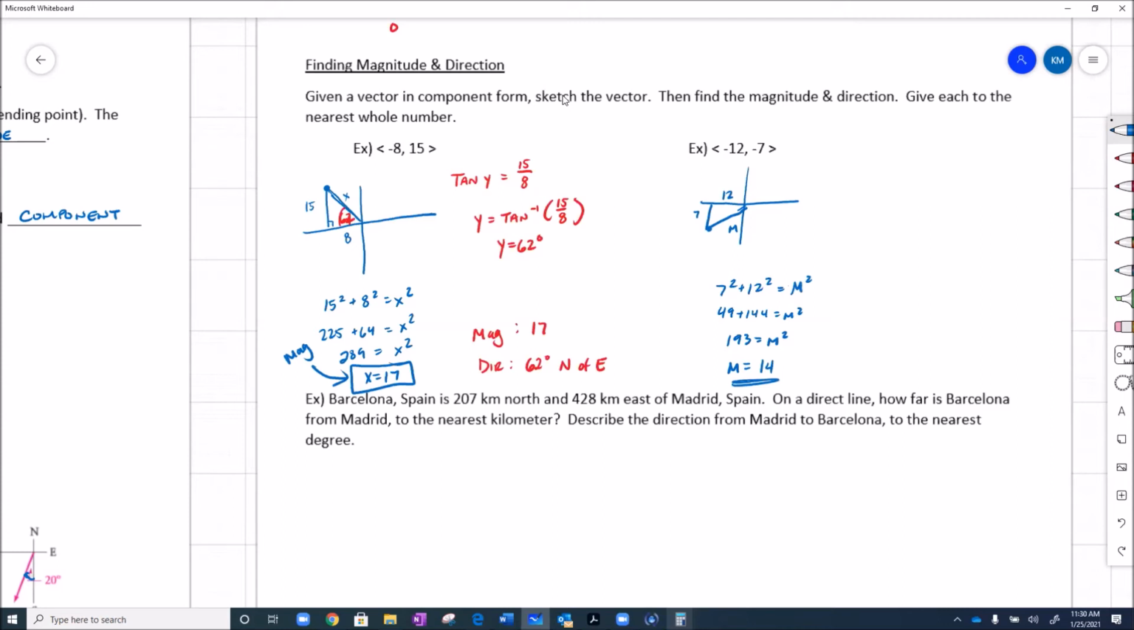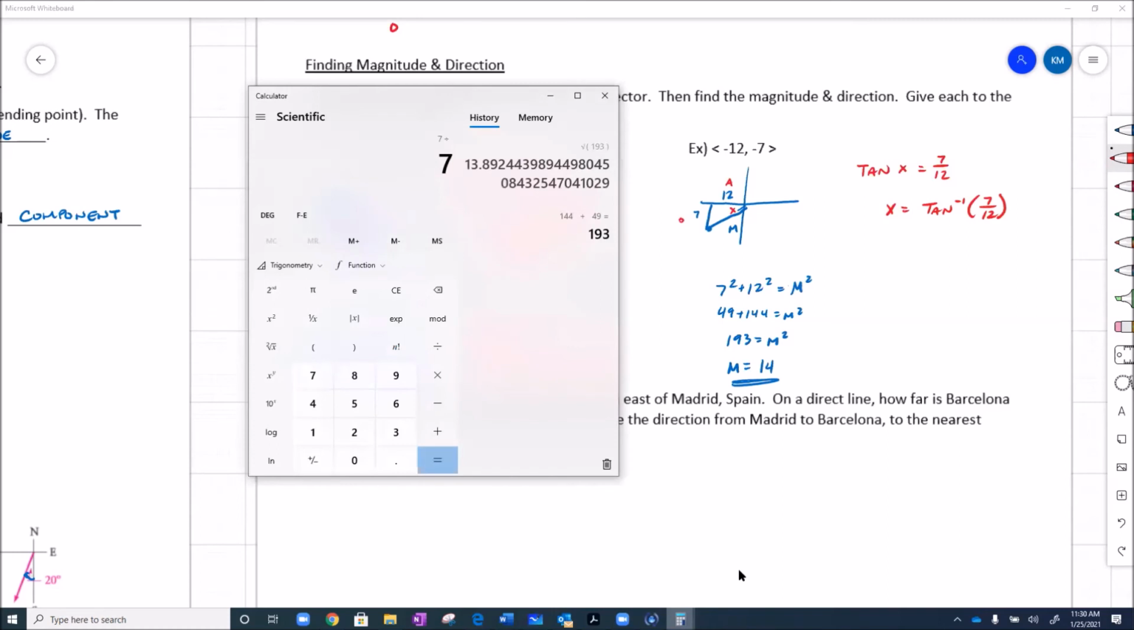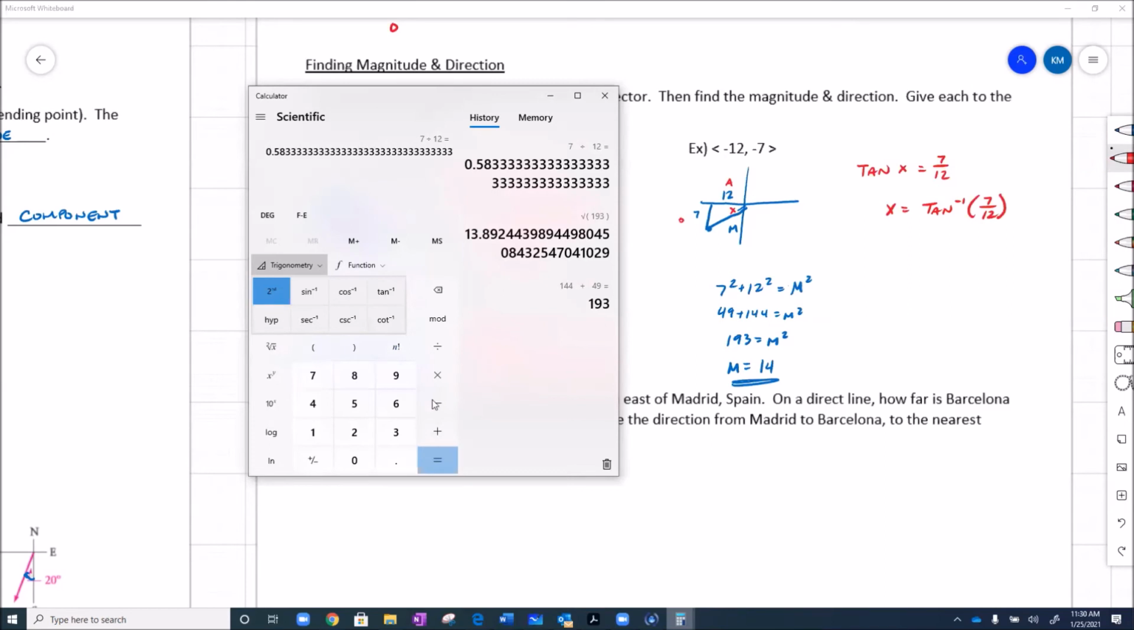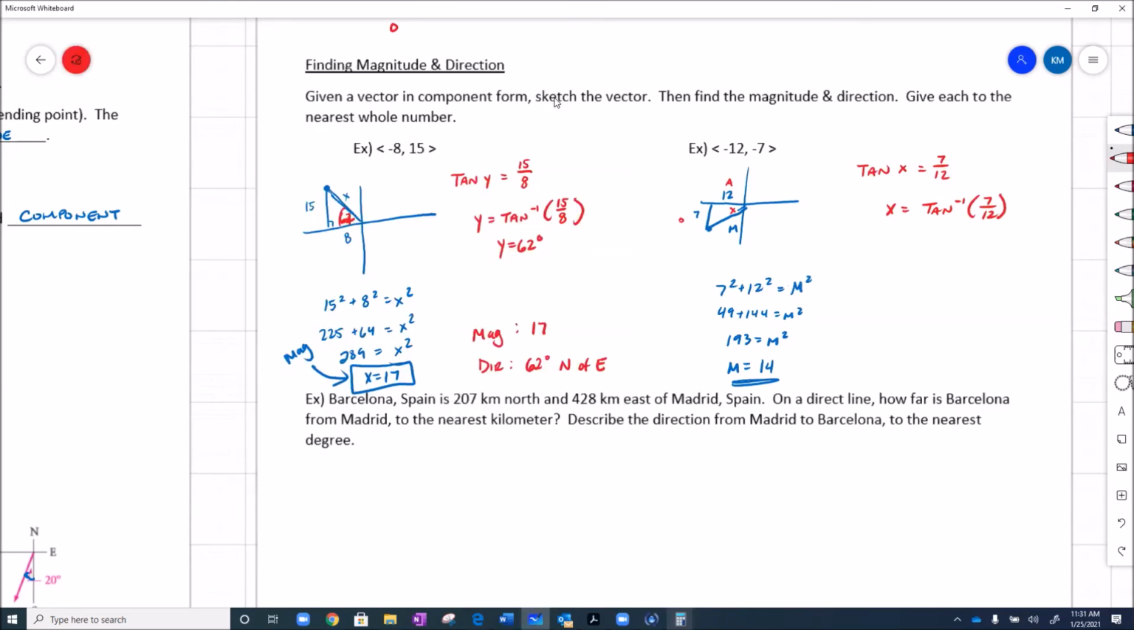To find the direction, we will use opposite, adjacent, so tangent. And tangent, I'll call this x, equals the opposite 7 over the adjacent 12. To find out what that is, we're going to have to do inverse tangent of 7 over 12. Back to my calculator. 7 over 12. Now we're using the inverse tangent. And that gives us 30.25. So we'll call it 30 degrees.